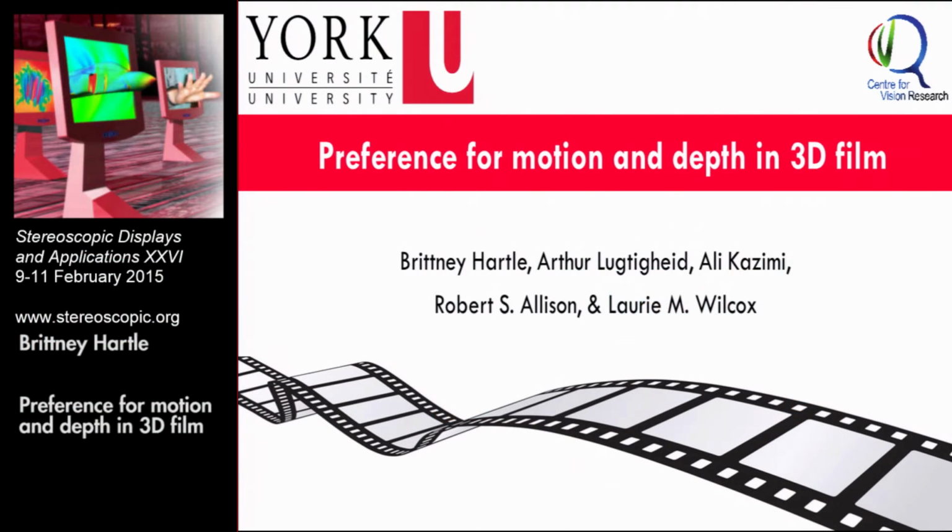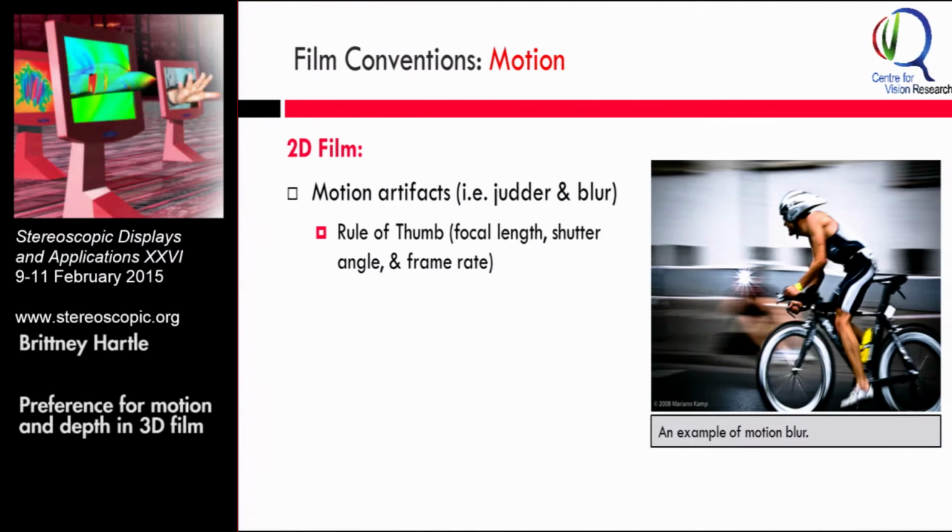So today I'm going to be discussing viewing preferences for motion and depth in stereoscopic 3D film. First, as I'm sure many of you are aware, within 2D film, if your filming practices are not optimized and you add motion to that film, you're going to introduce the possibility of motion artifacts, so things like motion judder and motion blur, which I've illustrated here.